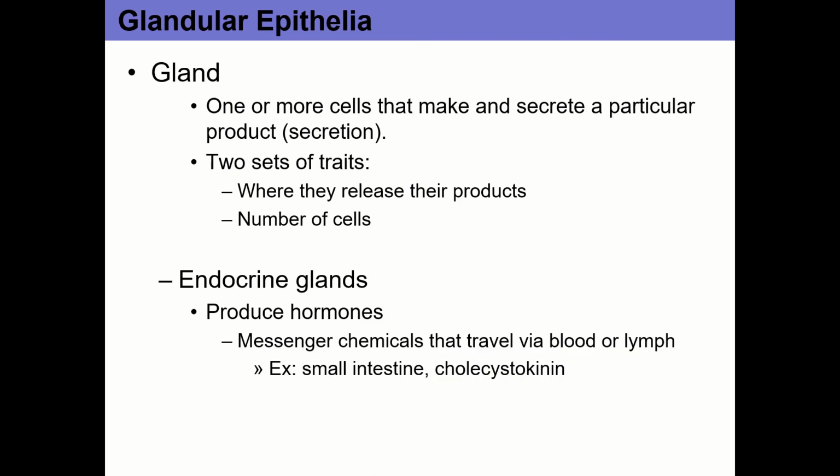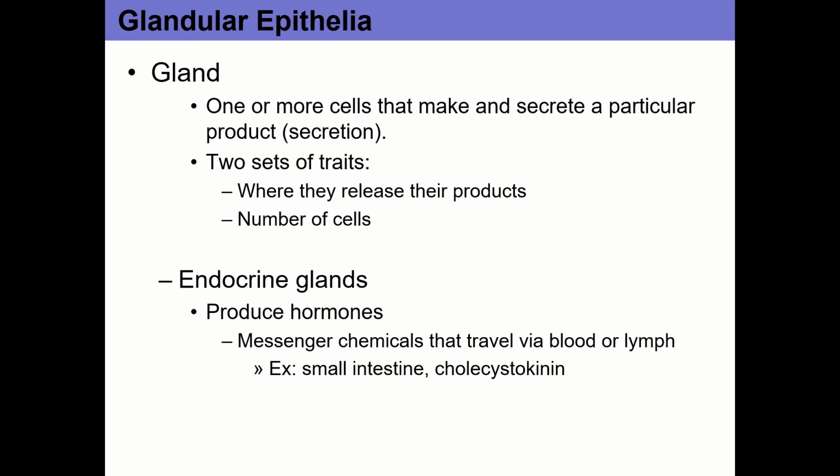All right, so let's talk about glands. So glands, as you can see there, could be one cell or could be multiple cells that secrete a certain product. So that product could be mucin, as we talked about earlier with the goblet cells. That could be intestinal juice. That could be different hormones, those kinds of things. So glands secrete some kind of a product.